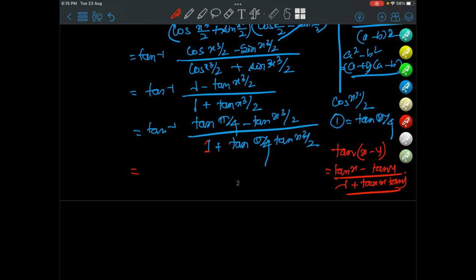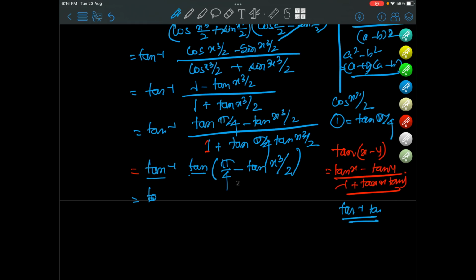So now write this as tan inverse of tan (pi by 4 minus x cube by 2). Now tan inverse and tan cancel out each other. So what will be the last one? This one will be the last one.